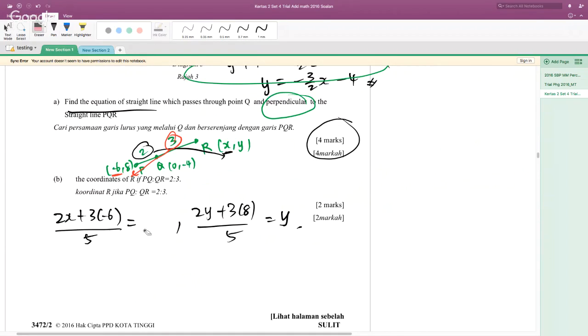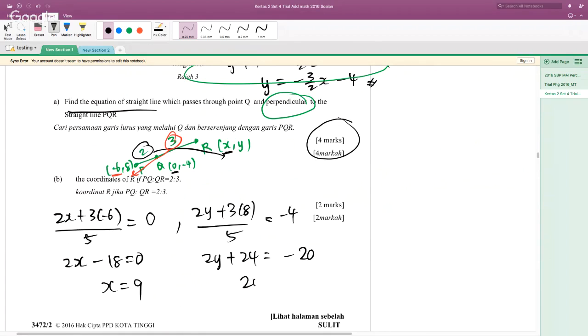Oh, sorry. It's not equal to x and y. What am I doing? The middle coordinate, the x is 0, y is -4. Alright, so 5 multiplied by 0 is 0. So 2x minus 18 equals 0. x equals 9. Alright, so this one 2y plus 24 equals -20. Okay, 2y equals -44. y equals -22. So this is the coordinate of R. So the coordinate of R is basically (9, -22).